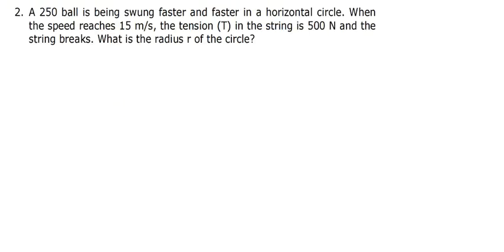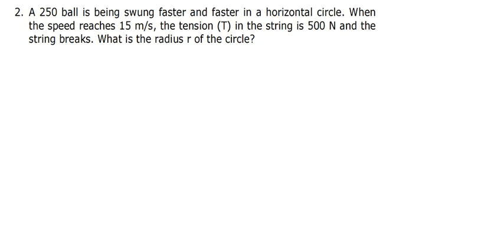Question 2 says: a 250 ball is being swung faster and faster in a horizontal circle. When the speed reaches 15 meters per second, the tension in the string is 500 newtons and the string breaks. What is the radius r of the circle?